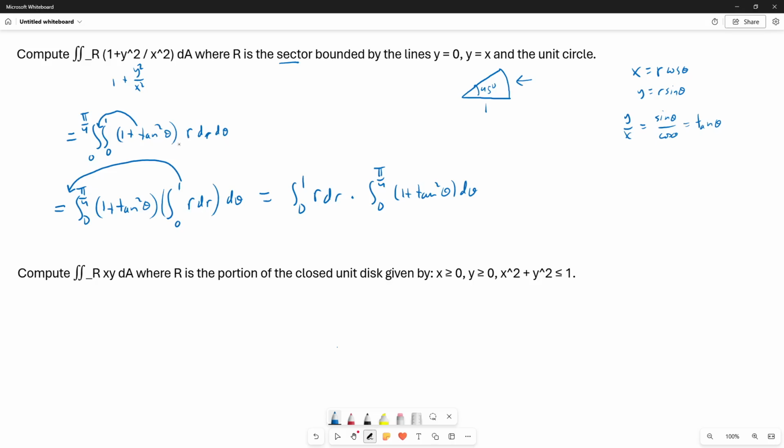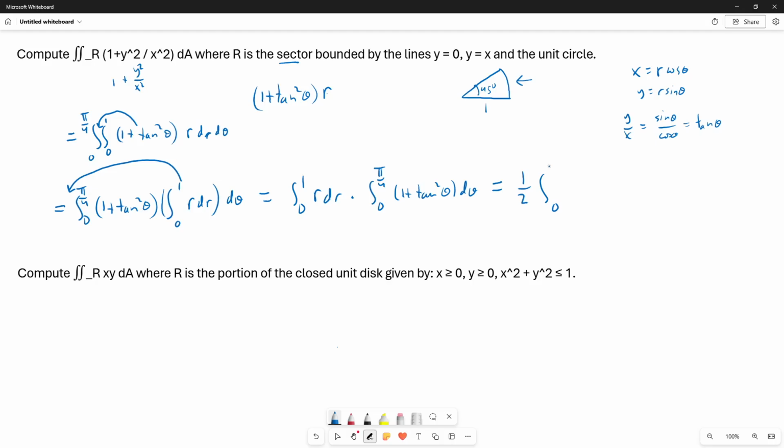So this integrand, 1 plus tangent squared theta times r, is what we would call a separable function of the variables r and theta, because it's a function of r times a function of theta. And when that happens, as you can see, we can just integrate the function of r and multiply by the integral of the function of theta. Okay, so the integral of r from 0 to 1, the antiderivative is r squared over 2, plug in 1 and 0, and we get 1/2.